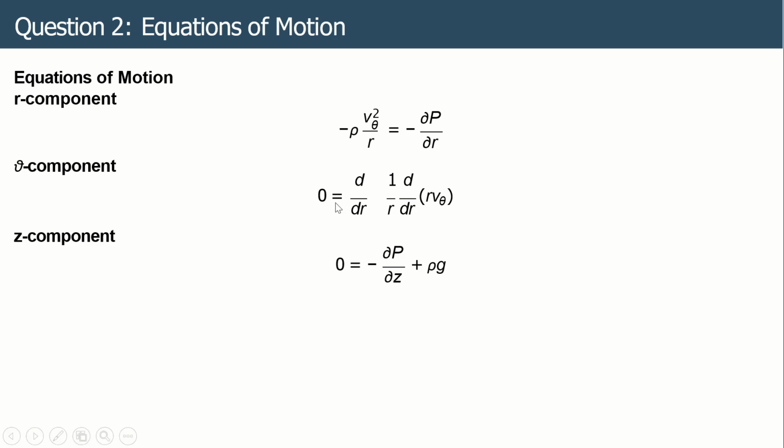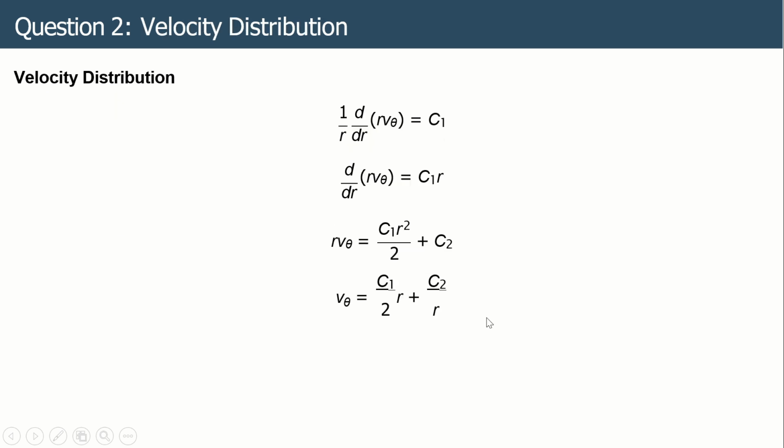The equations of motion: we have three components, r component, theta component, and z component, as follows. As velocity in r and z components is equal to 0, we are getting this as 0 and 0. Then the velocity distribution is given by these equations, and from these equations, after integrating, we'll be getting this equation. Moving r to that side, we'll be getting the value of v theta. That is the velocity distribution.